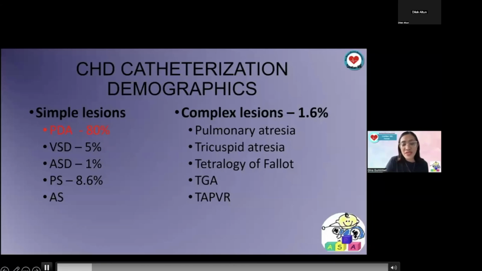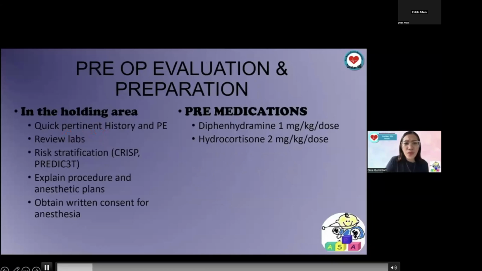So this has been presented by Dr. Go. And how do we go about this patient? We have a 2-month-old, 2.2 kilogram preterm patient on alprostadil, cyanotic. What we do when we first receive the patient in the holding area is a quick history and PE. We focus on cardiovascular function with emphasis on signs and symptoms of left and right cardiac failure. We get a baseline oxygen saturation and check the current medications of the patient.